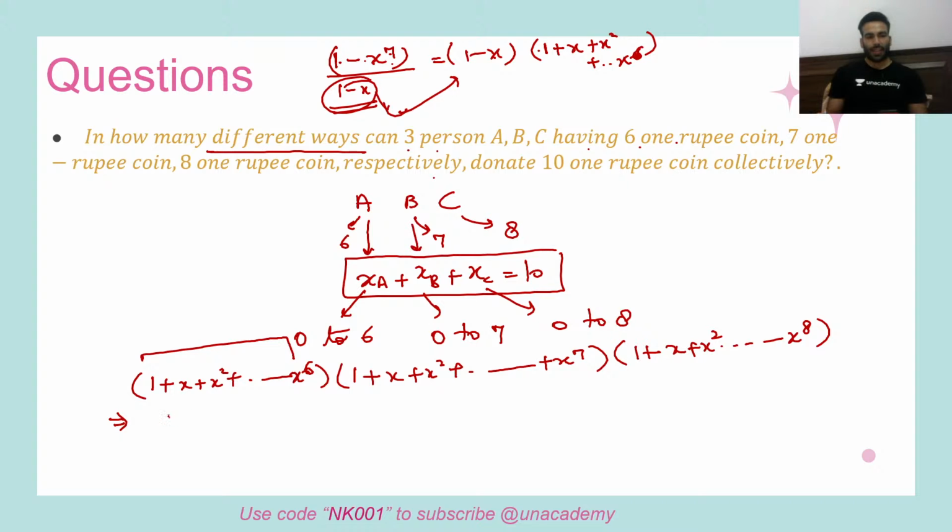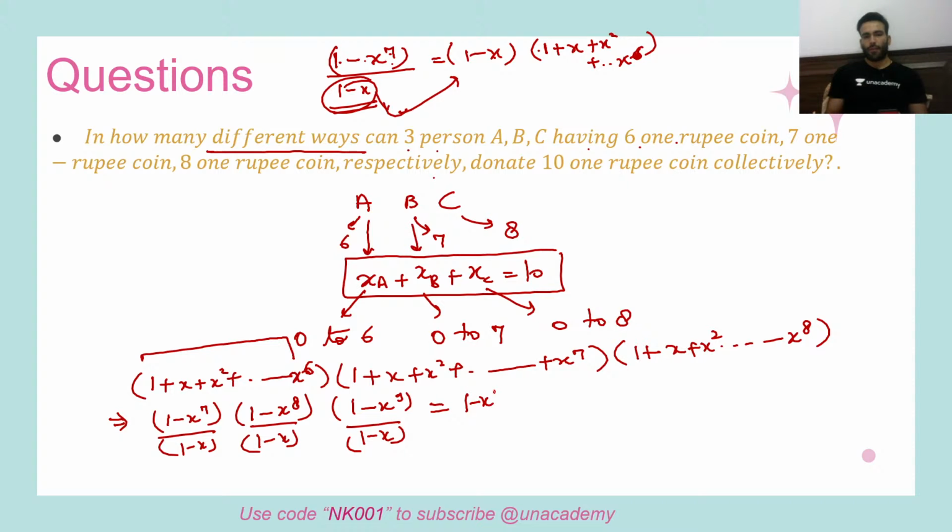So how can I write this? I can write this as 1 minus x raised to 7 upon 1 minus x. Similarly, I can write this as 1 minus x raised to 8 upon 1 minus x, and this as 1 minus x raised to 9 upon 1 minus x. If you want to prove it, you can prove it whenever you feel like. So now, what all factors have I got? I have got like this.